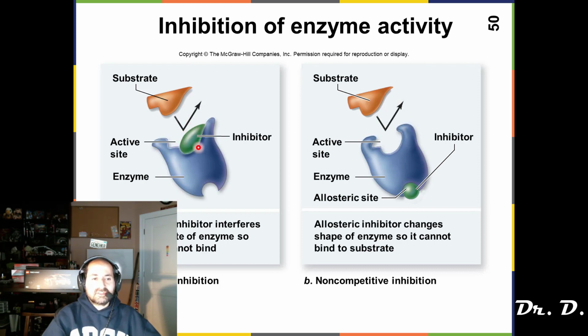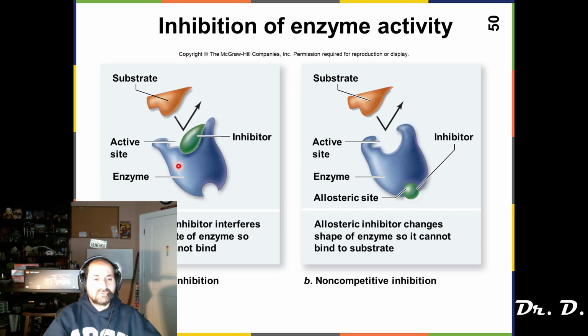Think about this. If you have an inhibitor, this imposter molecule, this green thing, and it's stuck to the active site of the enzyme, do you think the substrate can bind to the active site and be broken down or whatever it needs to happen to it? No. That's why it's called competitive inhibition. The inhibitor is competing for the active site of the enzyme, and it's out-competing the substrate. This poor substrate can't get in there and be broken down properly.